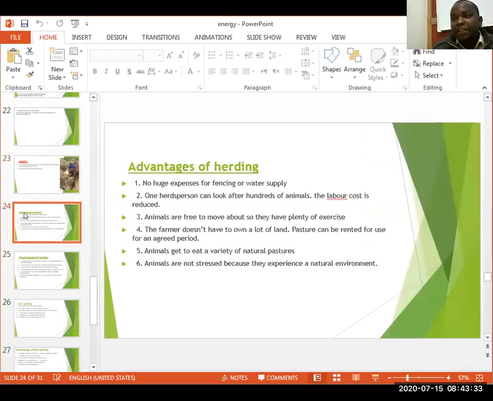We looked at the advantages of herding, whereby we said that there are no huge expenses for fencing or water supply. One herdsman can look after hundreds of animals. The labor cost is reduced. Then animals are free to move about, so they have plenty of exercise. The farmer does not have to own a lot of land. Pasture can be rented for use for an agreed period. Then animals get to eat a variety of natural pasture. Animals are not stressed because they experience a natural environment.